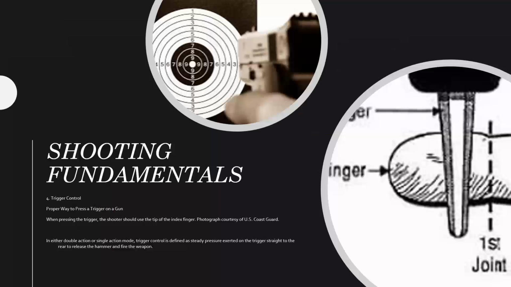The proper way to press a trigger on a gun. When pressing the trigger, the shooter should use the tip of the index finger. The photo on the right is courtesy of the U.S.